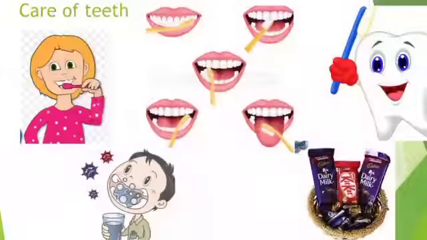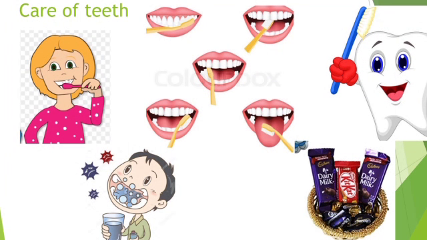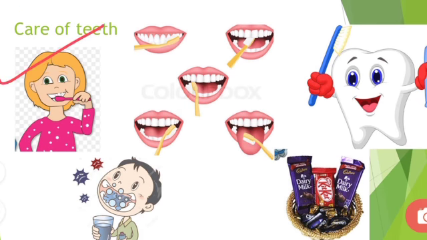Next we can see how we can take care of our teeth so that we can prevent tooth decay and pain. First of all, we should brush our teeth regularly twice a day. Next, we should always follow the correct pattern of brushing. That is, the brush should move from gum to enamel. Gums are where the teeth are attached, and the enamel is the upper layer of the teeth.